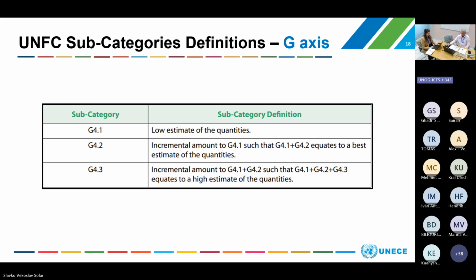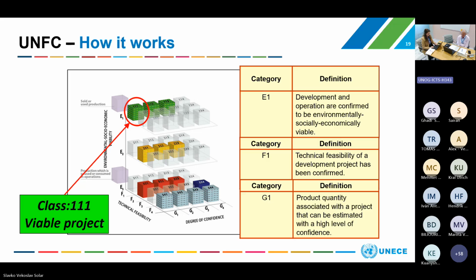Having all this knowledge how it works in a cube, you would like to have a viable project, which would be 1, 1, 1, which would be development and operation confirmed to be environmentally, socially, economically viable, would be F1 technically feasible, technical feasibility confirmed, and of course you would have a high confidence of what you actually have.